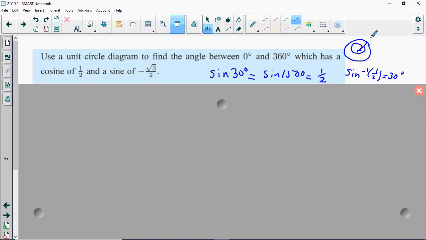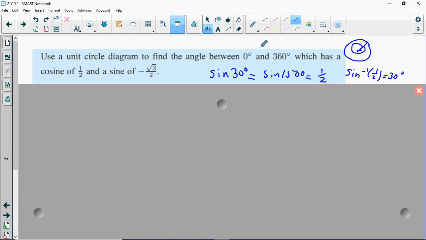We're told in this problem that the cosine is positive 1/2 and the sine is negative root 3 over 2. So right away, what quadrant are we in if cosine's positive and sine is negative? We're in the fourth quadrant. So here it says it's in between 0 and 360. Well, no, now I know it's in between 270 degrees and 360 degrees. Now I just need to figure out which angle it is.